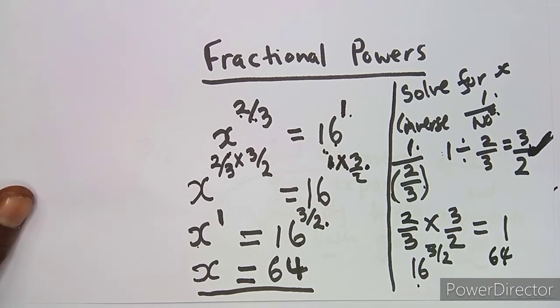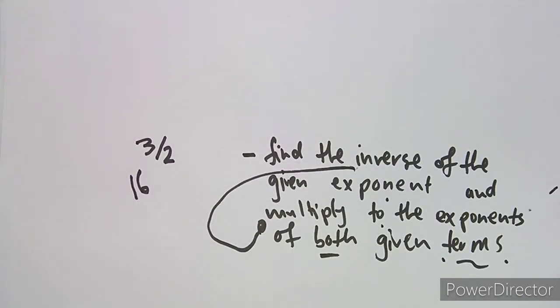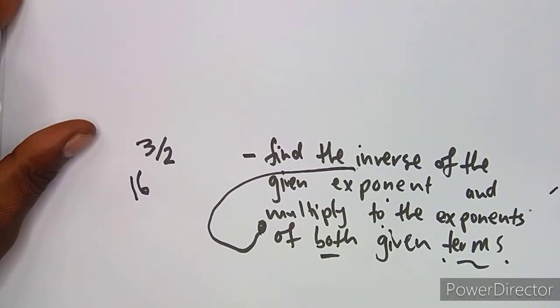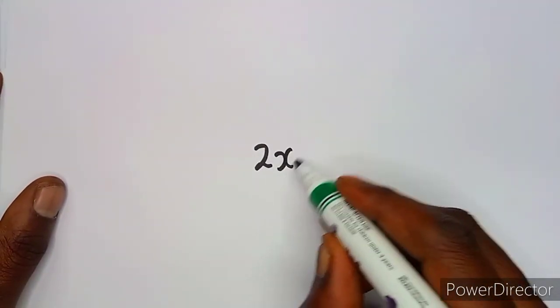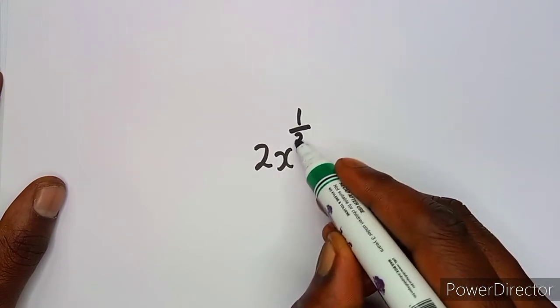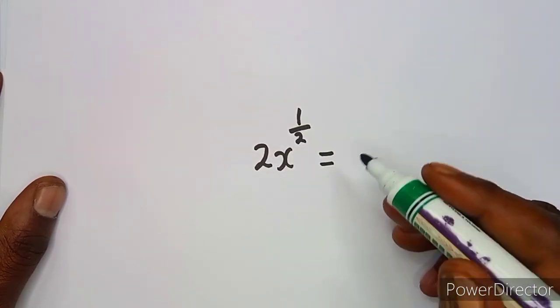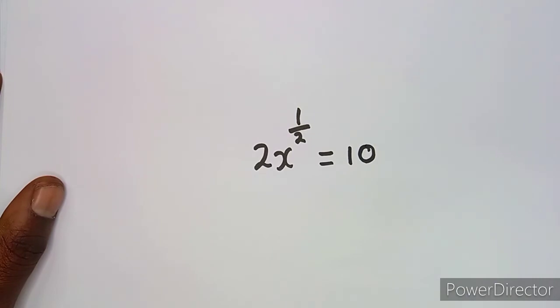There is this question here on fractional exponents, where we are given a fractional exponent. There is this question where they just want to try to confuse you. It's given as 2x to the exponent of a half, which is equal to 10. That's the question that you're given.